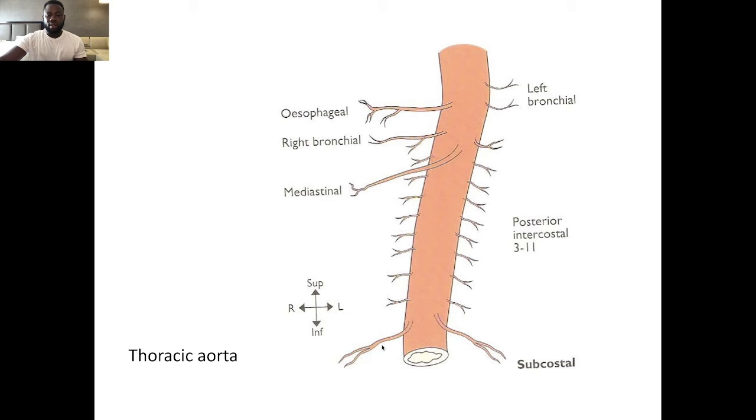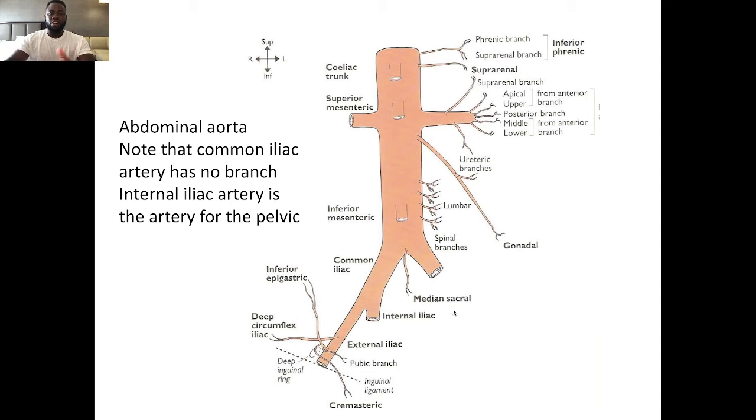And so you want to know that the last branch of the thoracic aorta would be the superior phrenic branch. That is it. These are the superior phrenic arteries over here, and then the diaphragm would be somewhere here like this. So now let's go to the next one. After the aorta enters the diaphragm, it becomes the abdominal aorta.